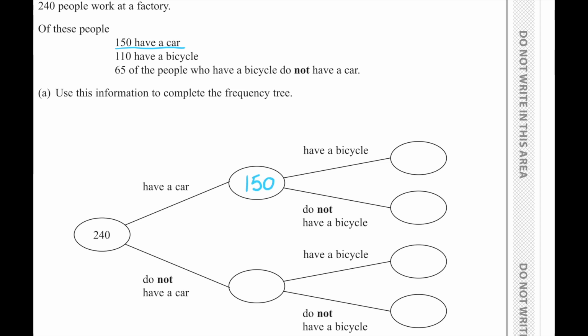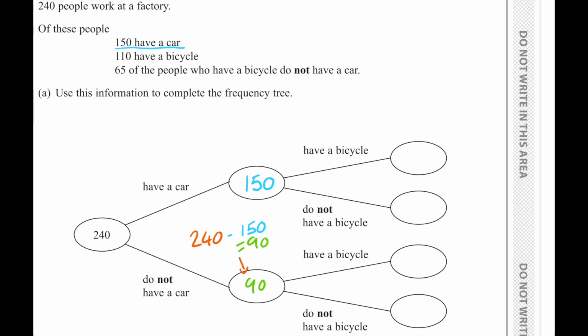Of these people, 150 people have a car. And the people that have a car on the diagram are going to be this section here. We know that these two branches, so that one and that one, must add up to 240. Therefore, we can find this value just here by doing the 240 minus the 150 people that have a car, which then tells us that we would have 90 people that don't have a car. We can now continue working through.